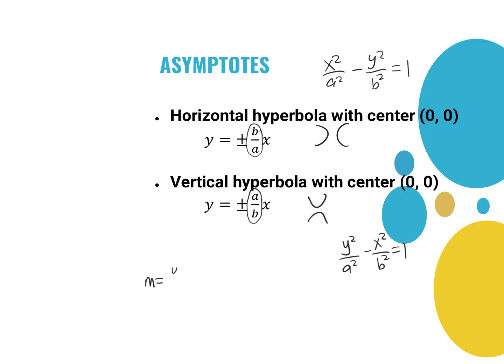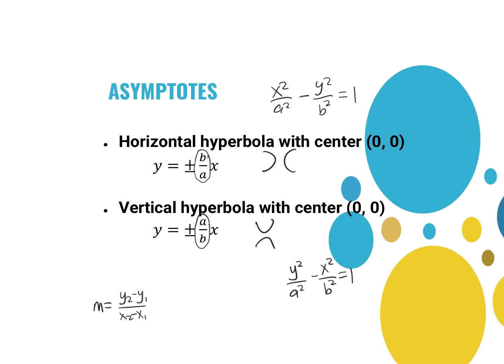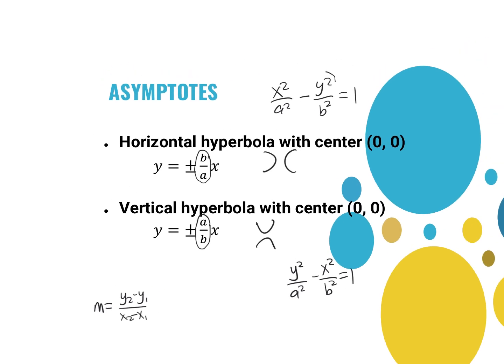If you remember your slope formula, y2 minus y1, your y's are on top, over x2 minus x1, your x's are on the bottom. So if you're looking at a horizontal hyperbola, notice that b goes with your y, so b is on top. a goes with the x, and a is on the bottom. So it's always y over x, and in this case b is with the y, a is with the x. Vertical is going to be the opposite. a goes with the y, so a goes on top. b goes with the x, so b is on the bottom. So a over b.